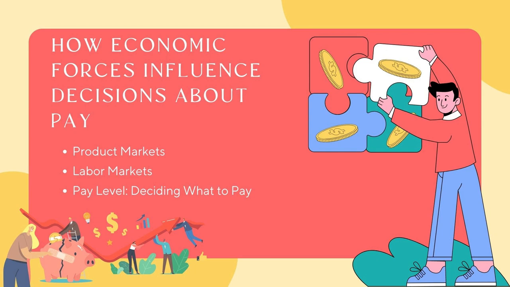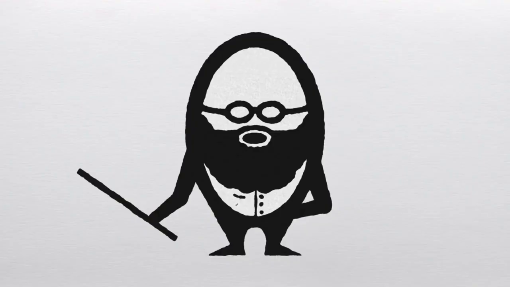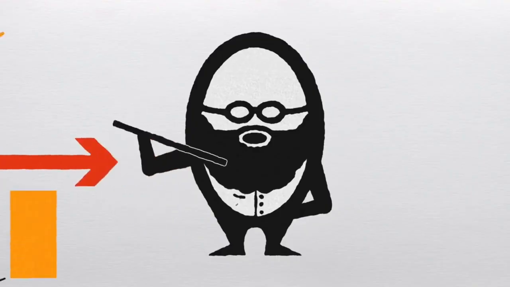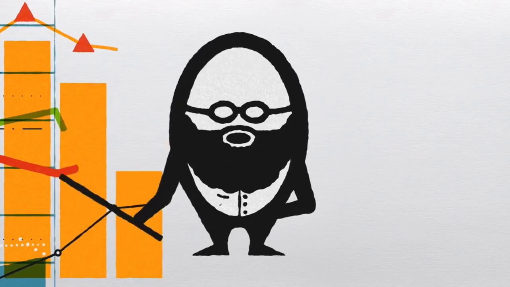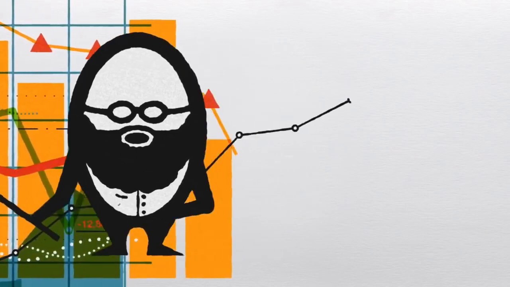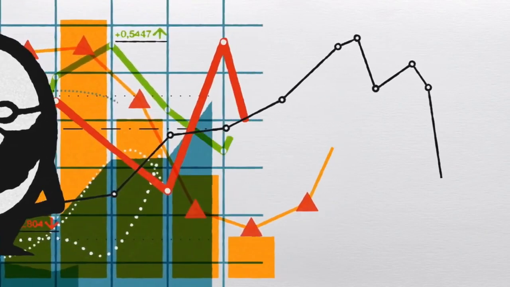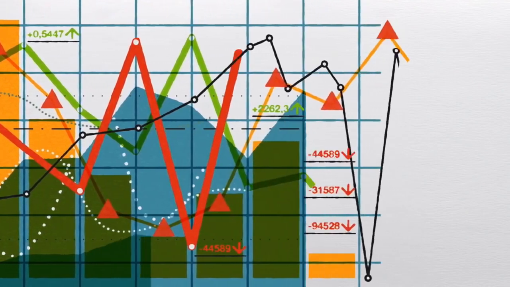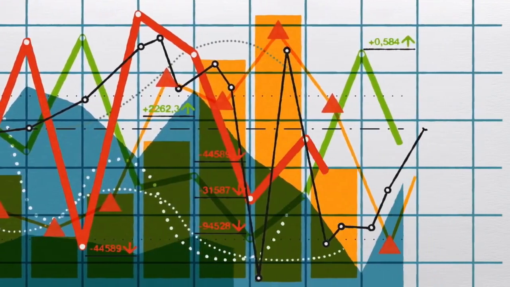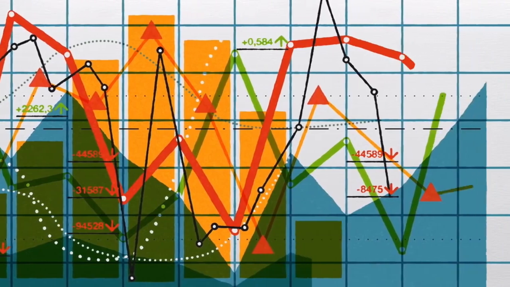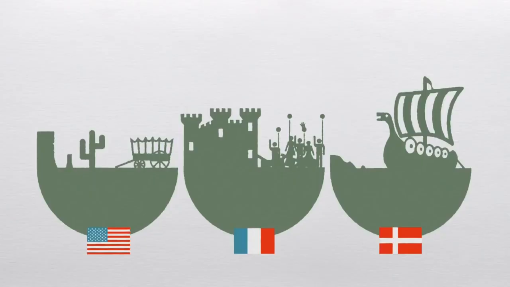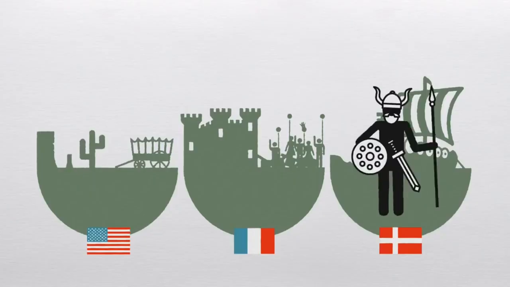Now, how can the economy influence pay? There are 3 things through which the economy influences pay. First is product market. Product market places an upper limit on the pay an organization will offer. This upper limit is most important when labor costs are a large part of an organization's total cost and when the organization's customers place great importance on price.